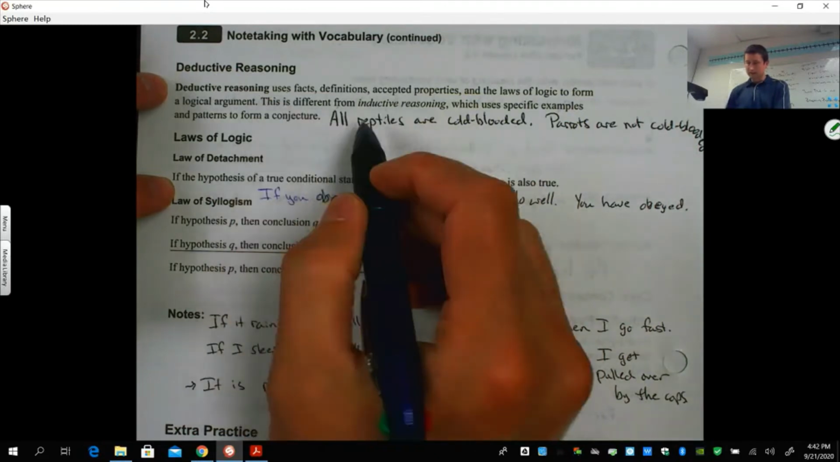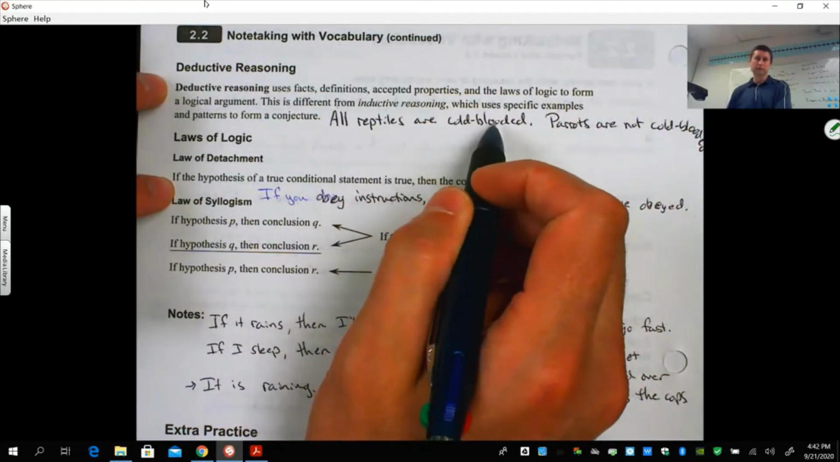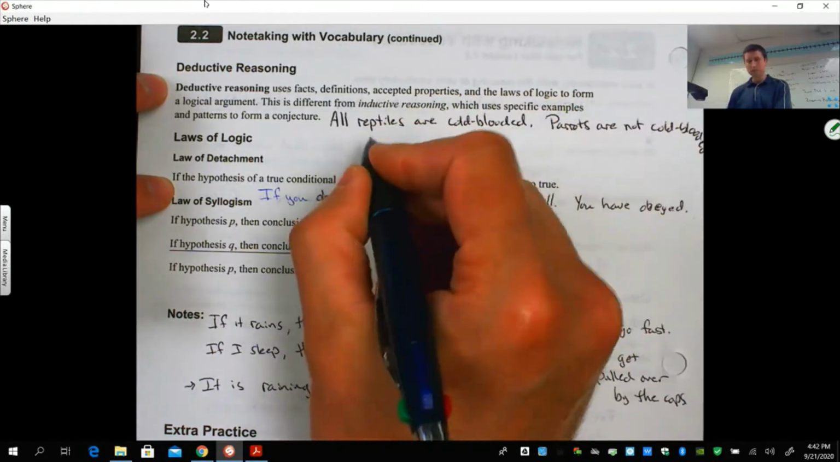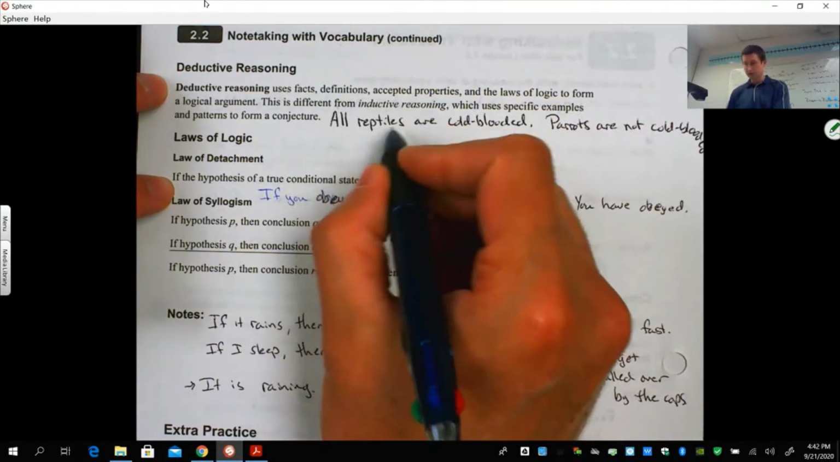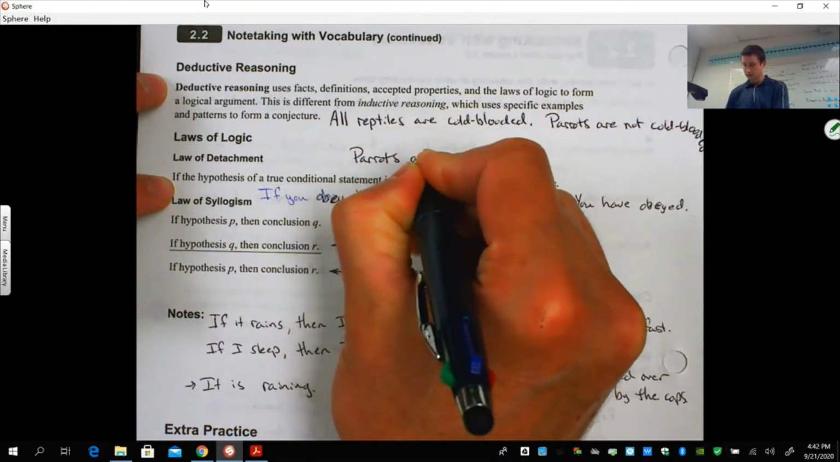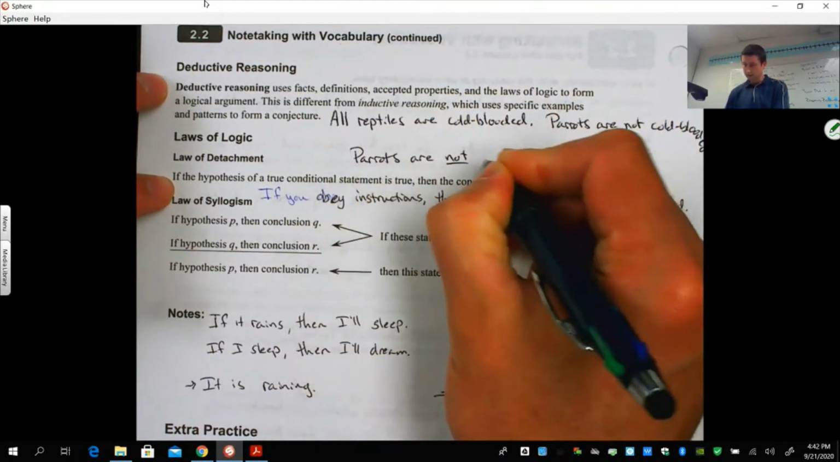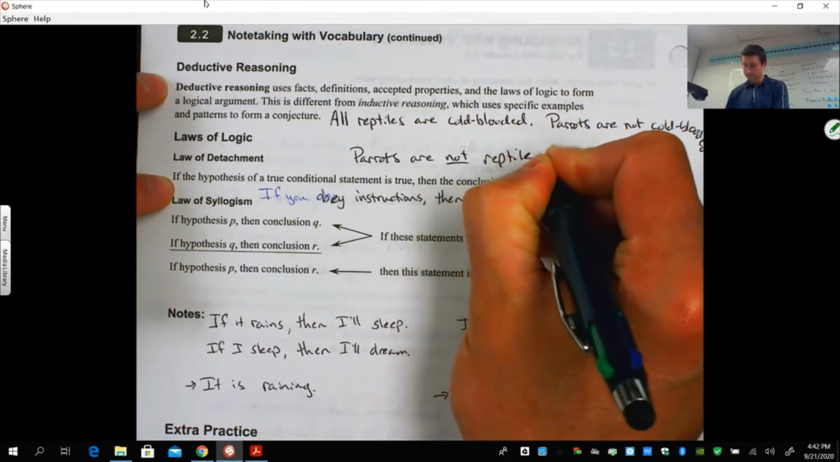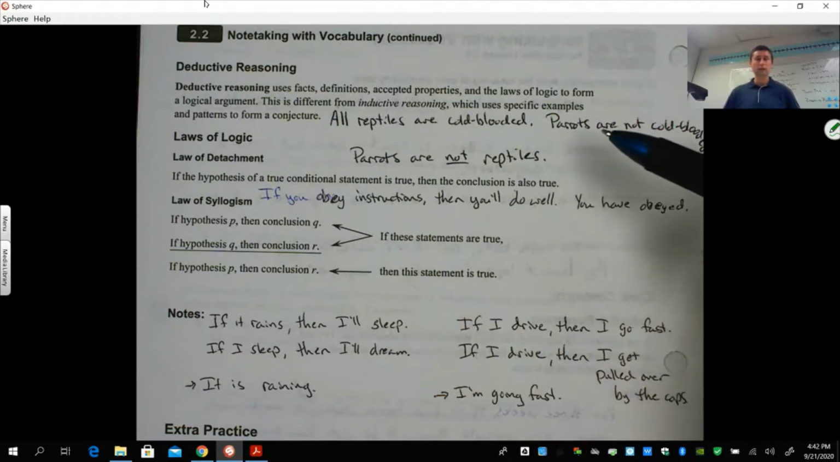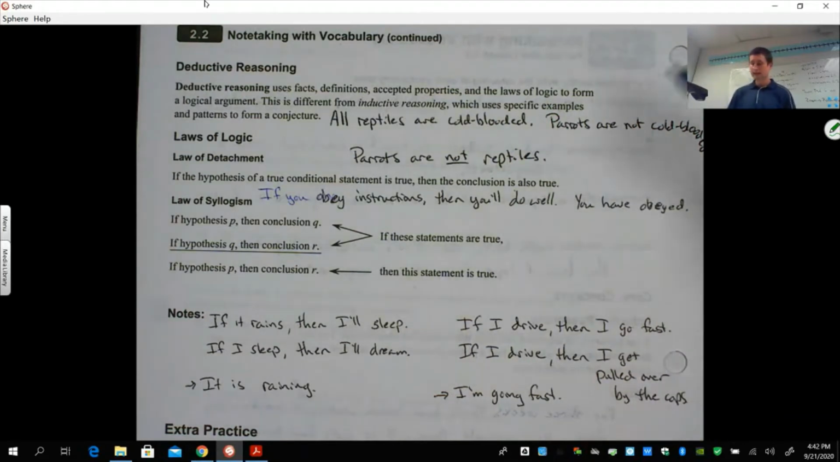So deductive may say all reptiles are cold-blooded. Okay? Parrots are not cold-blooded, so we can conclude, based off our definition, that parrots are not reptiles. Okay? That'd be an example of deductive. I have a definition that I'm using. I'm not looking at specific examples. Deductive, definition. Inductive, specific examples.